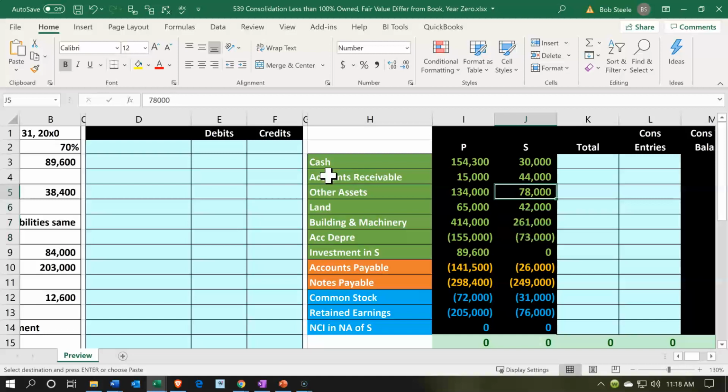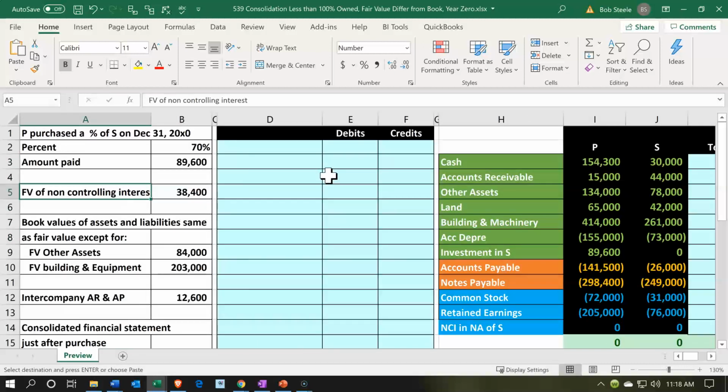We're going to say yes, the S book value accounts are the same as fair value, except for, in this case, we have the fair value of the other assets here at 84. So in S's trial balance, they're on the books at the other assets, the 78. So they're higher here on the fair value. And the building, 203. Remember, when you're looking at the building, you've got to take the net of the building, the 261 minus the 73,000 for the 188. So those two things are higher for the fair value.